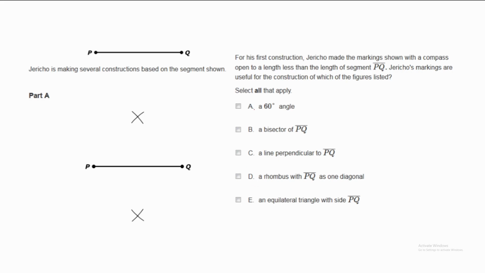One thing we could say here is it's not going to be a 60-degree angle, which is also not going to be an equilateral triangle, because those two things go hand in hand. The reason it's not those is because it says opened to a length less than the segment PQ. If he opened it exactly to PQ, we would be able to connect those to create that triangle, and all 3 of those sides would be equal. This is just an isosceles triangle, but it's not equilateral, right?